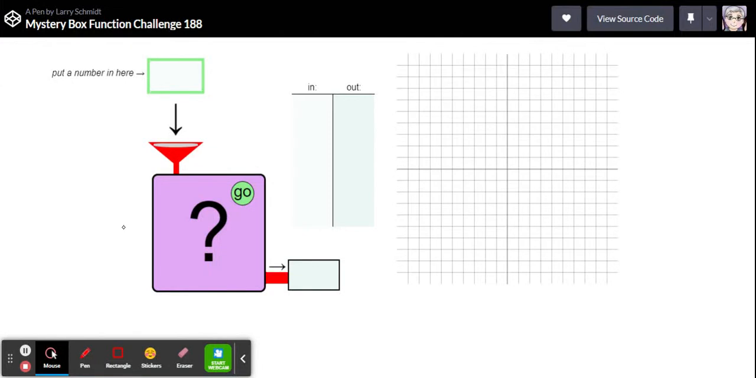Hello everybody and welcome to another Mystery Box Function Challenge. In the purple box we have some mystery math and your challenge is to figure out what that is. You can use the link in the description, try it out, and when you get an idea come on back and see if we get the same thing.